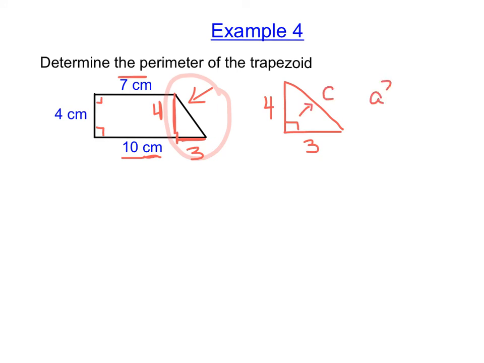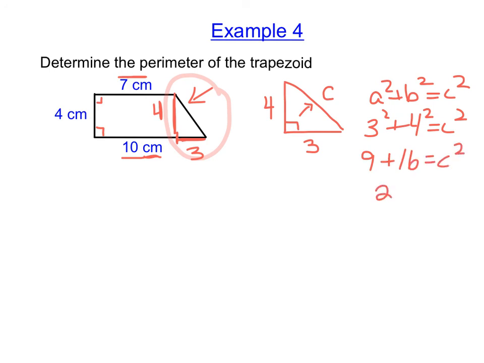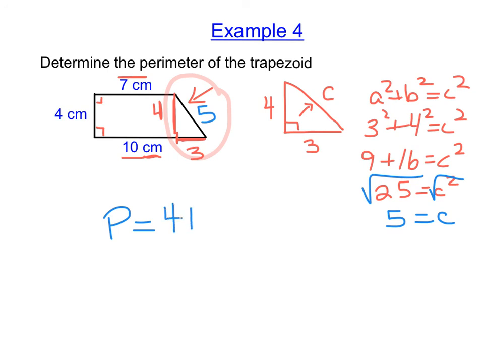So I have to do my a squared plus b squared equals c squared. 3 squared plus 4 squared equals c squared. That's 9 plus 16. That's 25. And then I have to remember to square root, and I get c is equal to 5. So now I know that this side here is 5, and then to find my perimeter, I can just add up all the outside parts. So I have 4 plus 10.